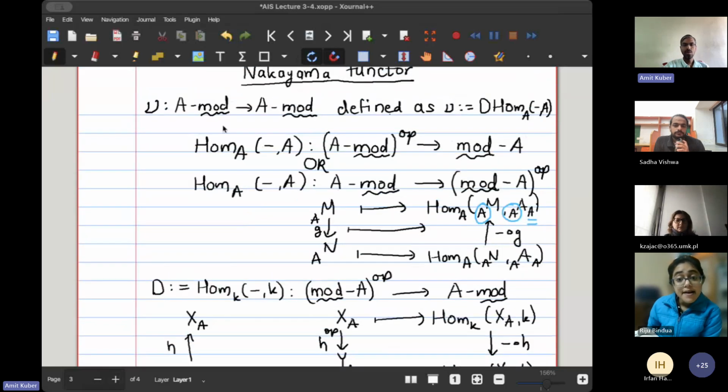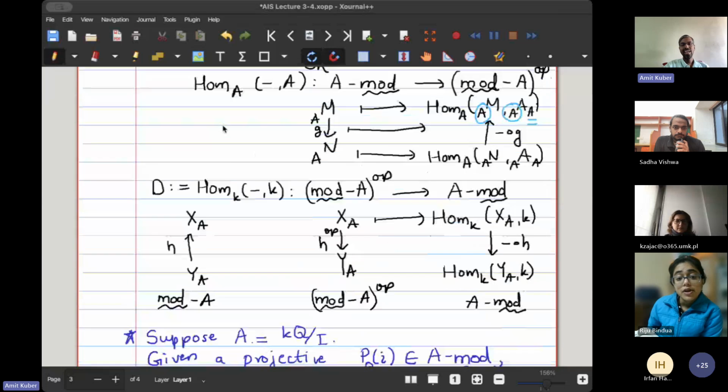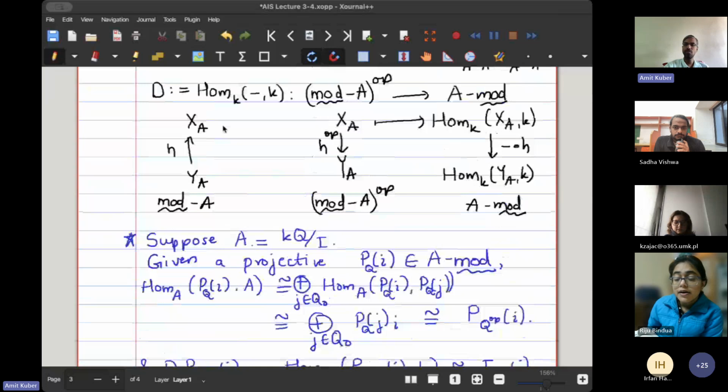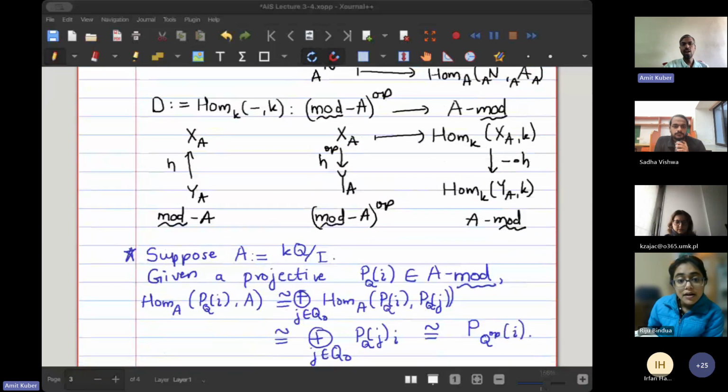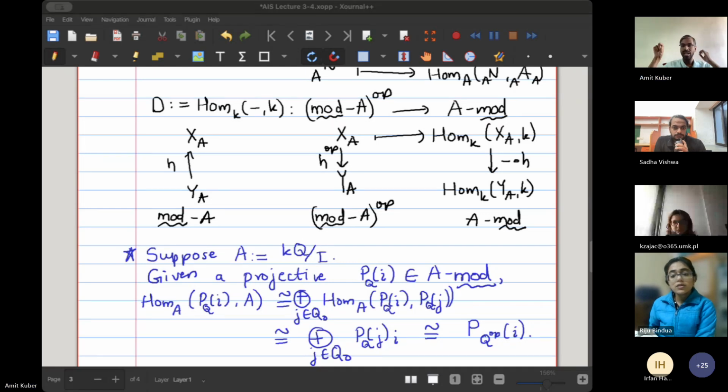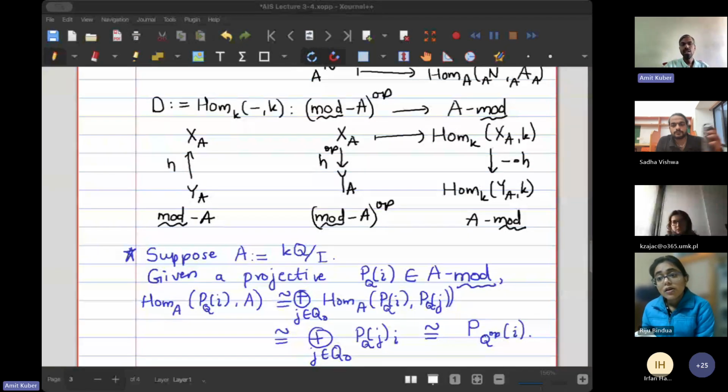Now, suppose A is KQ/I or just KQ. Just think about the path algebra. The proofs will go through even if it is a bound quiver algebra. Then what is a projective module? I'm just going to write it as a projective module over Q. The projective module P_i, if you remember, what is its basis at j? P_i at j has a basis of all paths from i to j which are not killed by the relations, but let's assume we are working with the path algebra. So all paths from i to j.